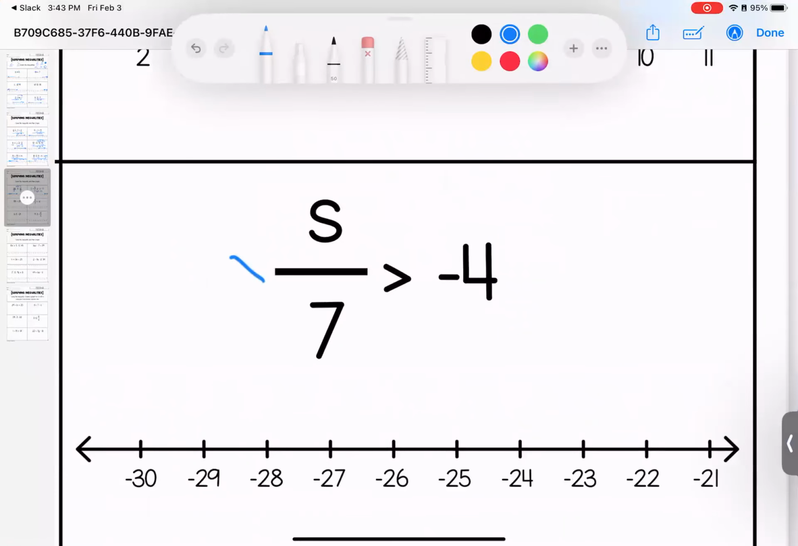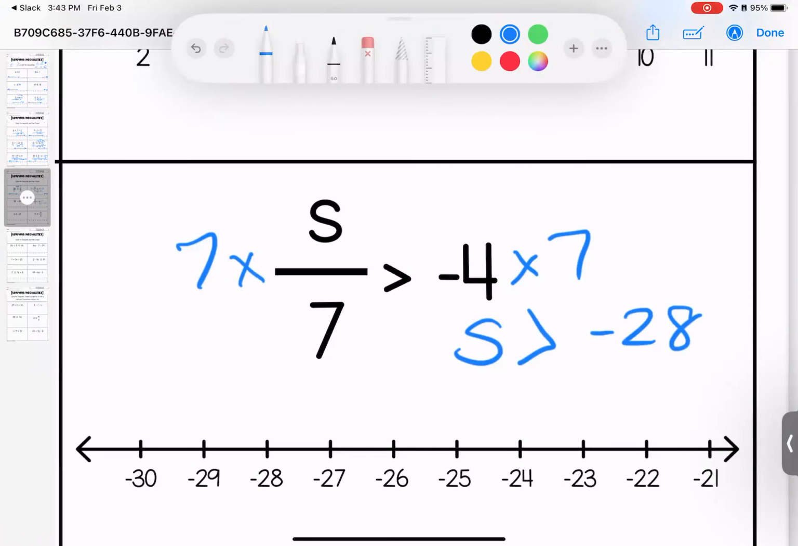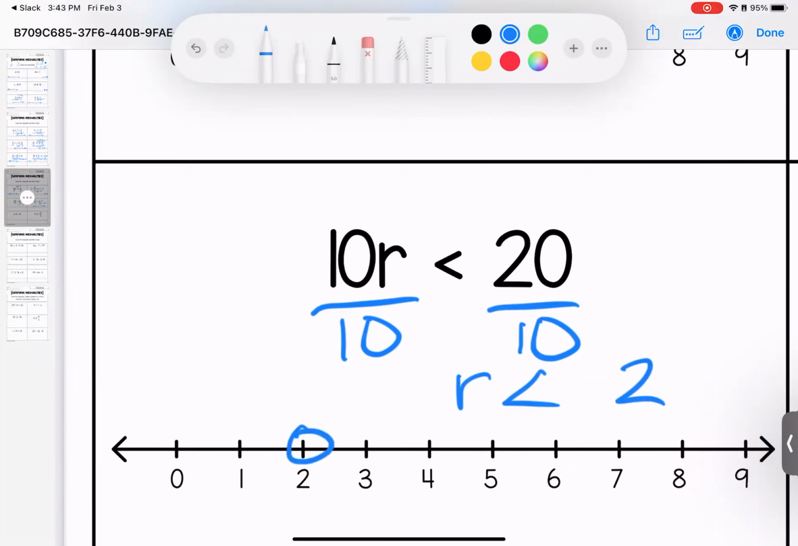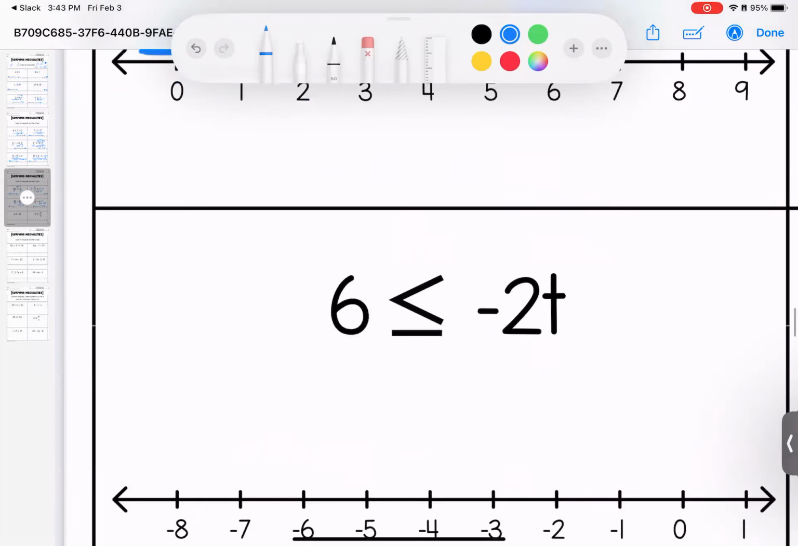I'm going to multiply. S is greater than -28. I find my 28. My S is on the right side, arrow goes to the right. Sticky numbers, I divide, R is less than 2. I'm going to put my circle at my 2, and my arrow goes to the left.